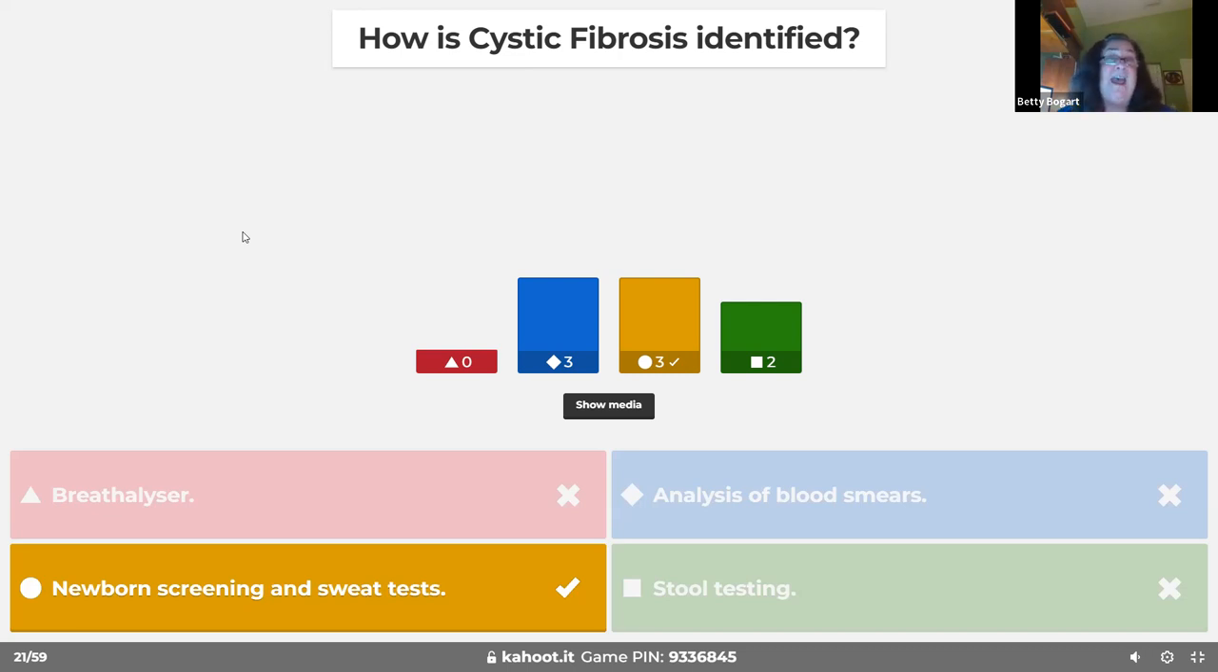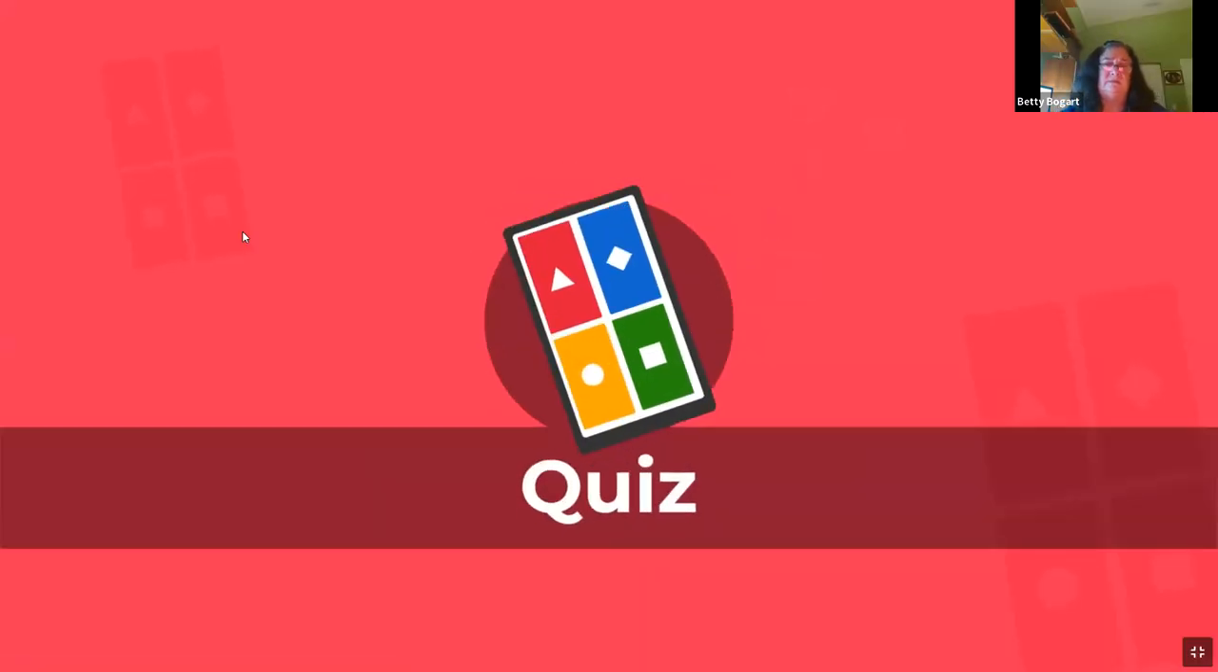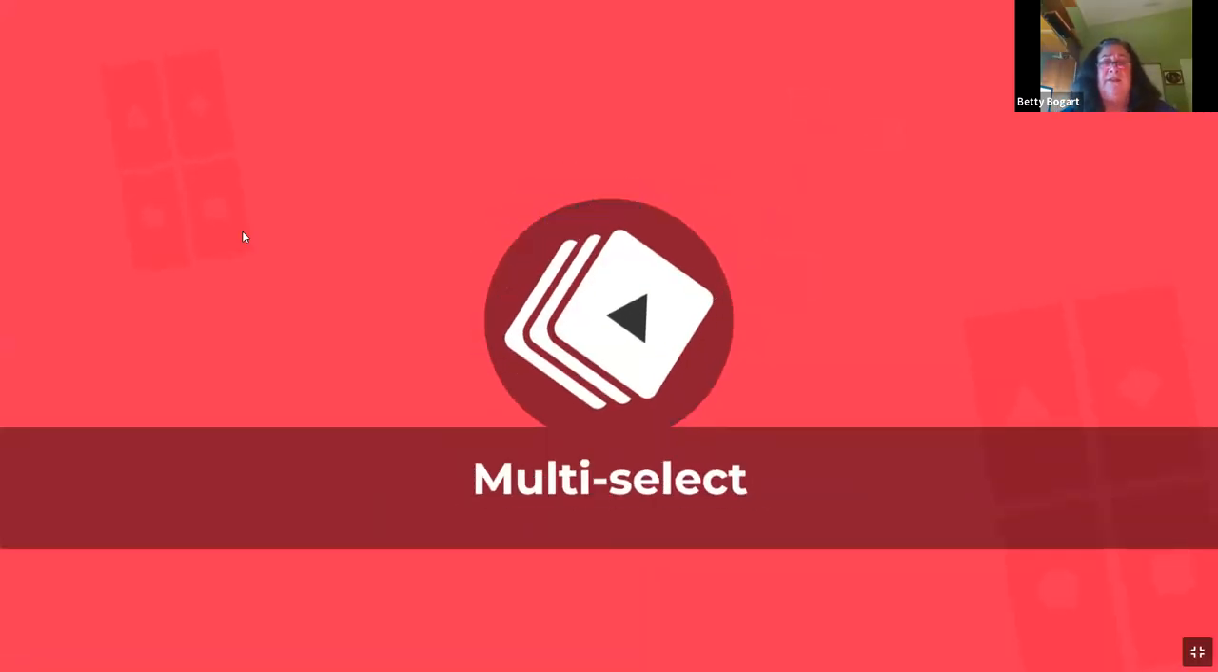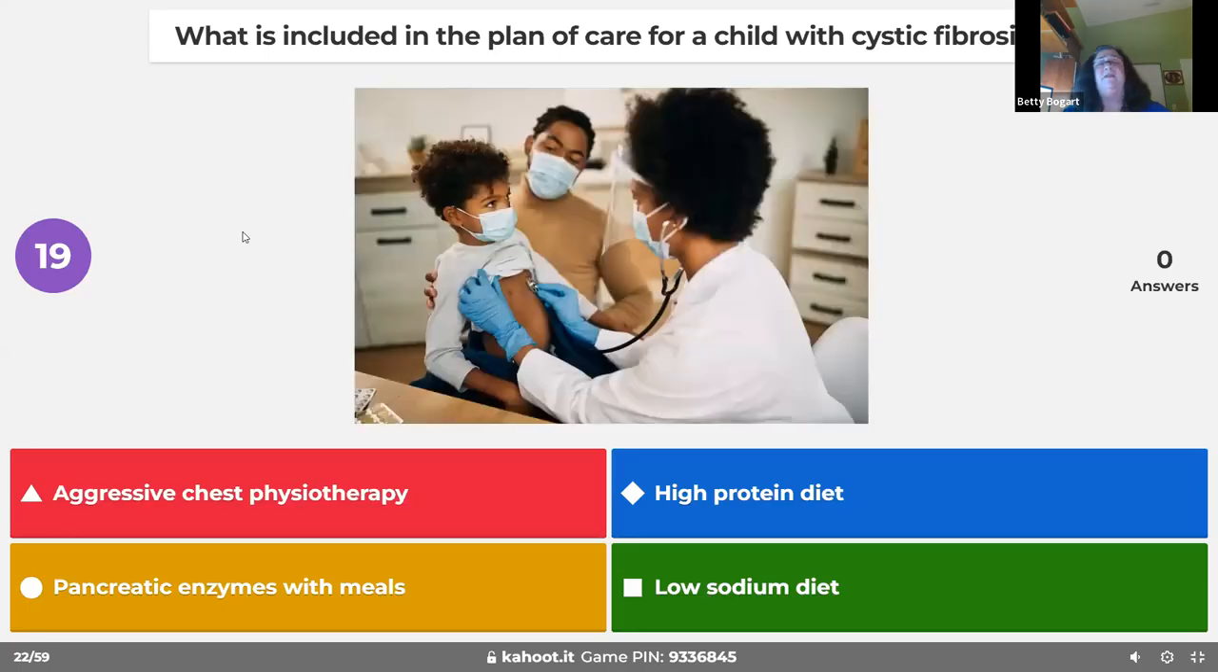So that being said, are we going to limit salt to these children? No, they need salt in their diet. They also need high calorie formulas because they're not getting all the fat they need. So these children, instead of getting regular formula, we would increase the calorie count in there. A multi-select. What's included in the plan of care for a child with cystic fibrosis?